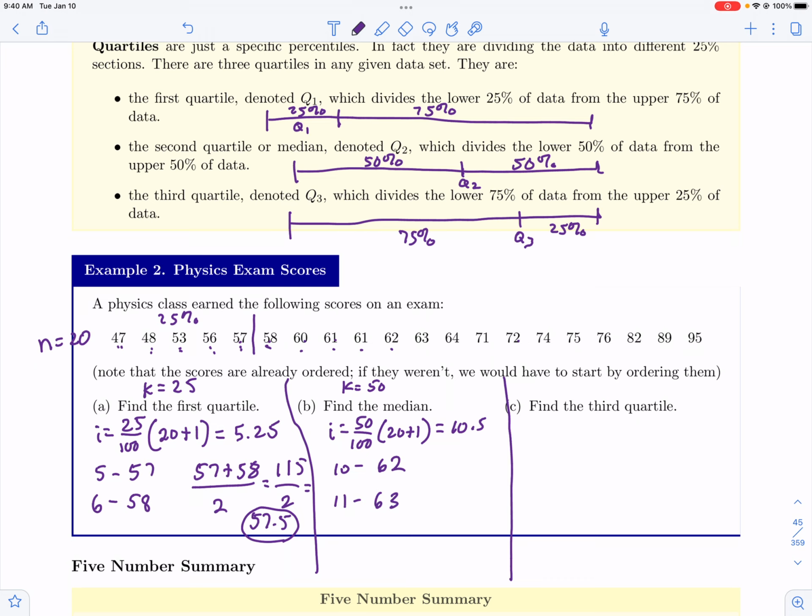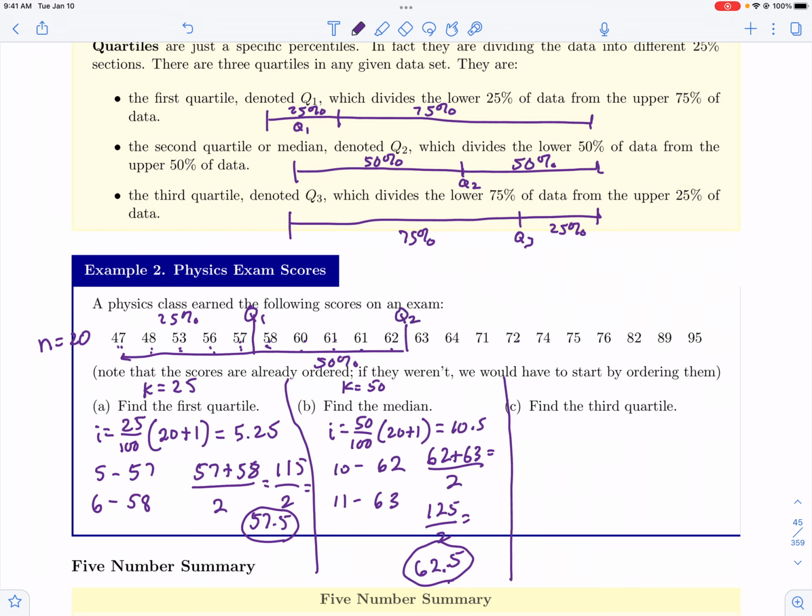63 is our 11th position. So again, let's average these together. 62 plus 63 over 2 equals 125 over 2, which is going to give us 62.5. And so again, between here and here, 50% of our data is going to live to the left, 50% of our data is going to live to the right for this one. So this would be where our Q1 lives.